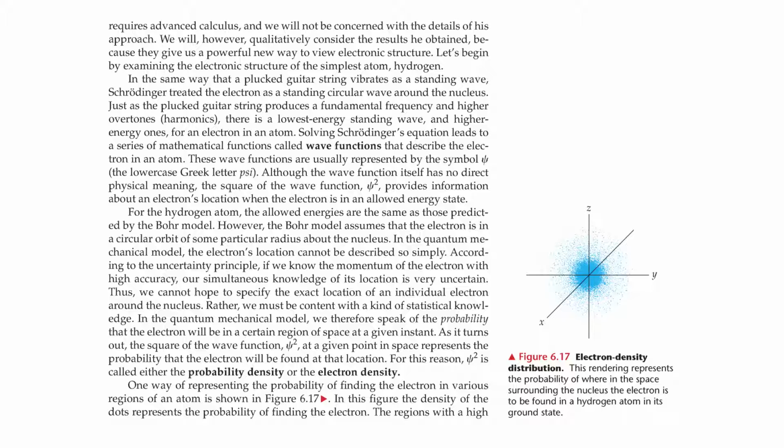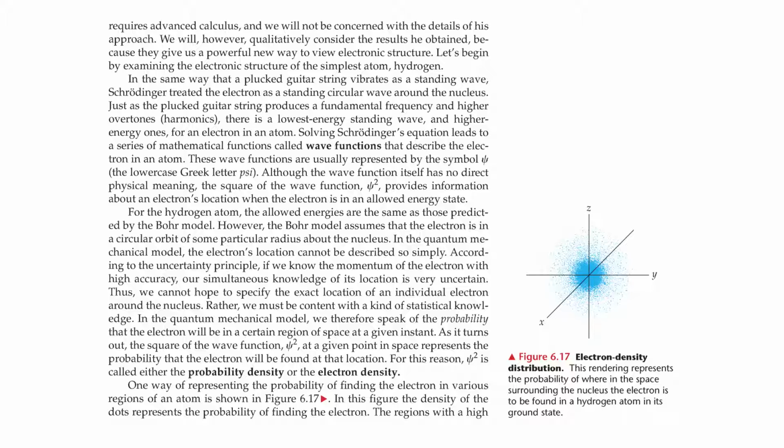In the quantum mechanical model, the electron's location cannot be described so simply. According to the uncertainty principle, if we know the momentum of the electron with high accuracy, our simultaneous knowledge of its location is very uncertain. Thus, we cannot hope to specify the exact location of an individual electron around the nucleus. Rather, we must be content with a kind of statistical knowledge.